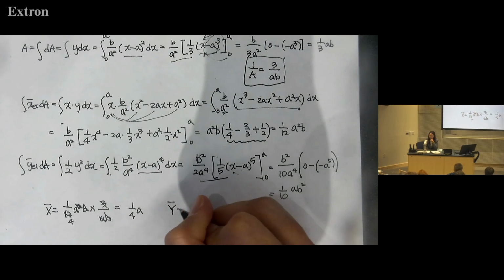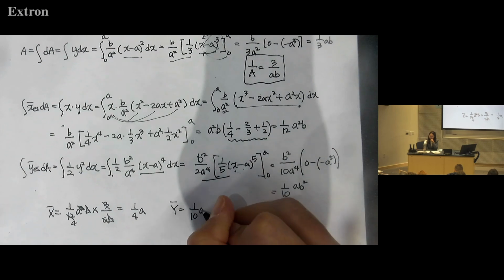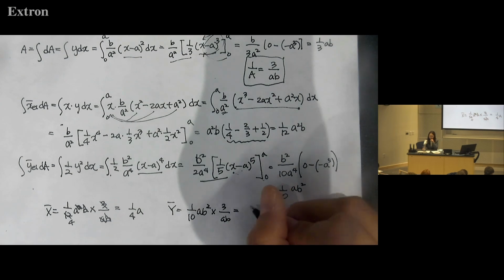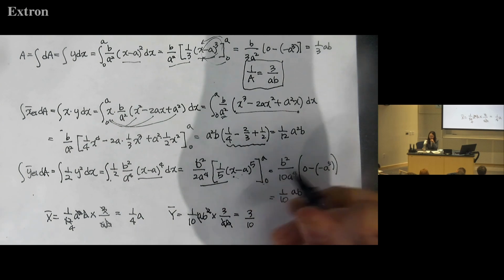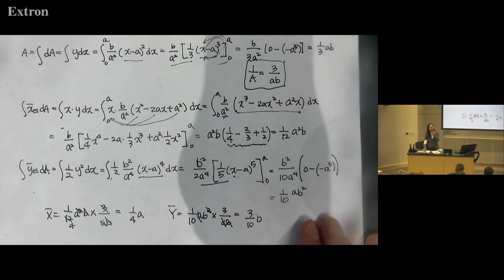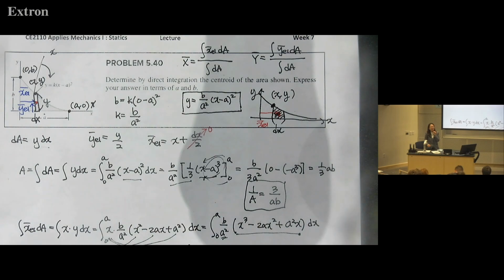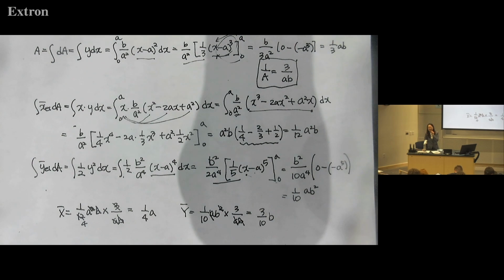And then y bar, this times this, right? So 1 over 10 a b squared times 3 over ab. So now 3 over 10. And then a is gone, one b is gone, so it's b. Okay, so that's the centroid of this shape, right? And then the equation was this too, and then please review. Please review two equations, the integration, how to conduct the integration.